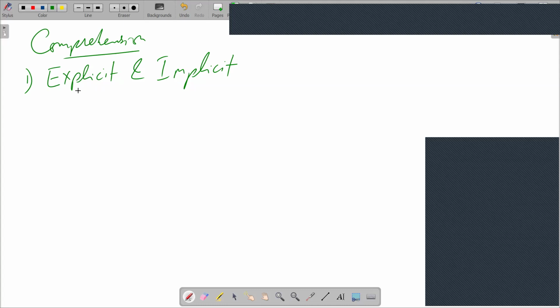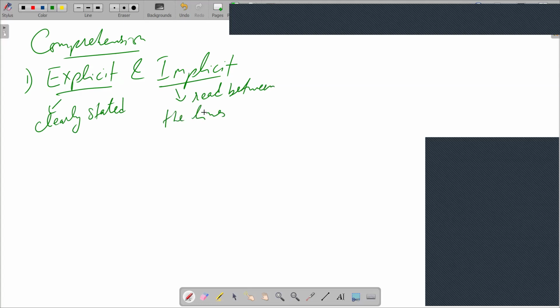What that means is explicit means clearly stated, and implicit means you need to, as it's called, read between the lines. So there are going to be hints in the text that will guide you towards what the answer is, but the answer will not be clearly given to you in those many words.